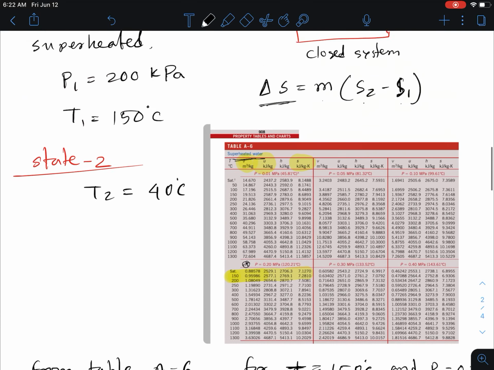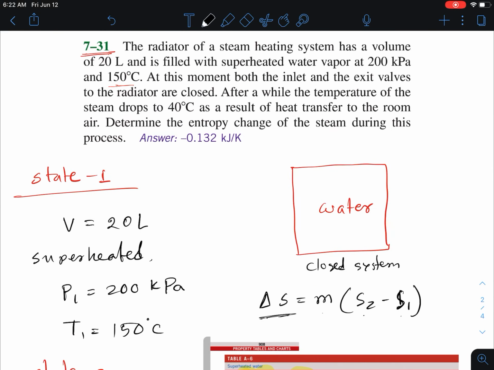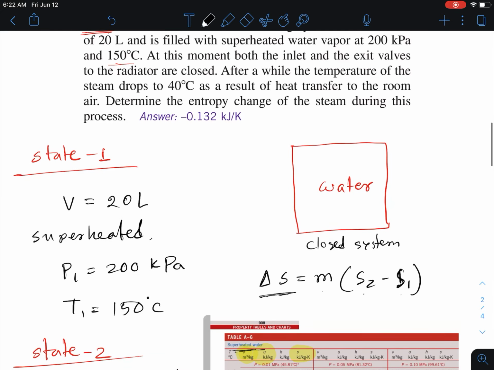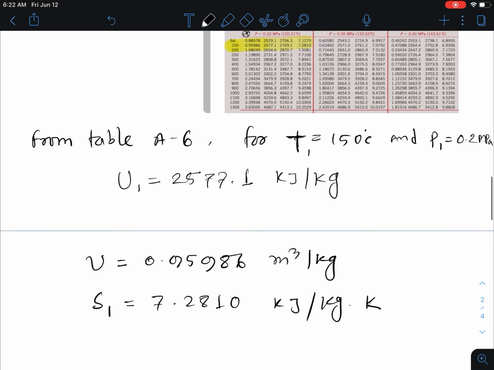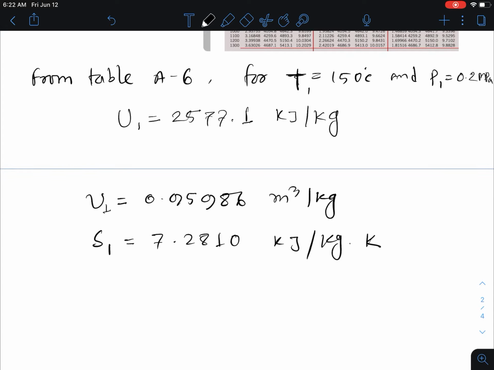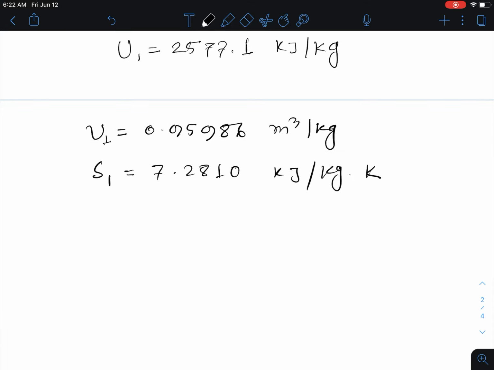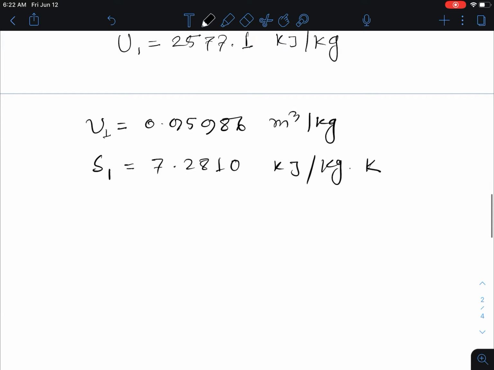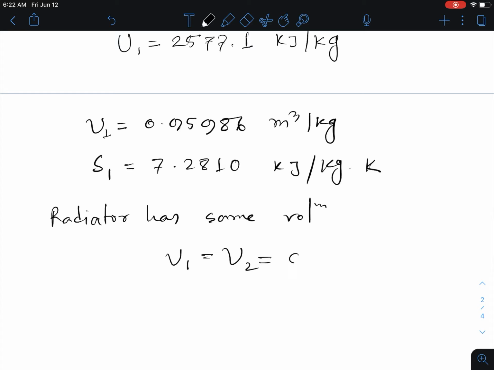So here is the important thing. The radiator is a closed system and the volume is not changing. So that means the specific volume at state 1 and specific volume at state 2 are the same, since the radiator has the same volume. So v1 equals v2, which is 0.95986 meter cube per kg.